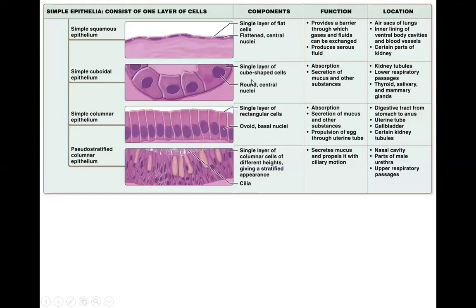And then there is simple cuboidal epithelium. In simple cuboidal epithelium, you have a single layer of cube-shaped cells with round central nuclei, and there's absorption and secretion of mucus and other substances. They are found in the kidney tubules. These are the simple cuboidal epithelium.